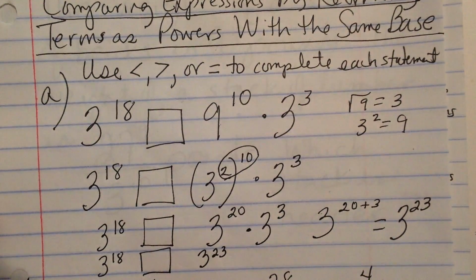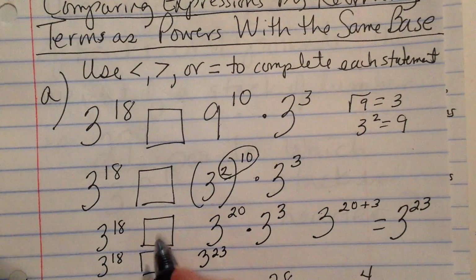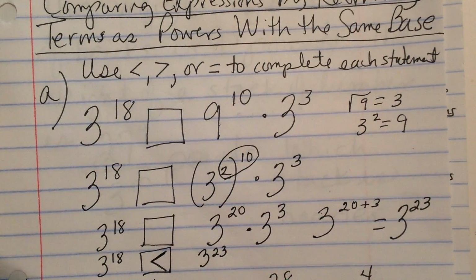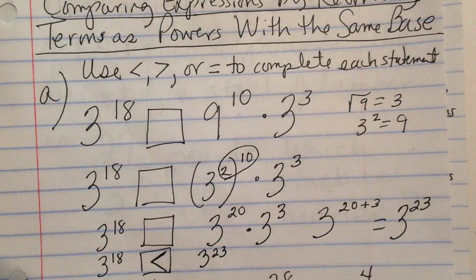So now they're both raised from the same base to one exponent. 3 to the 18th is smaller than 3 to the 23. I have integers raised to positive exponents. The one with the smaller exponent is the smaller value. So 3 to the 18th is less than 3 to the 23rd. Let's look at the next problem.